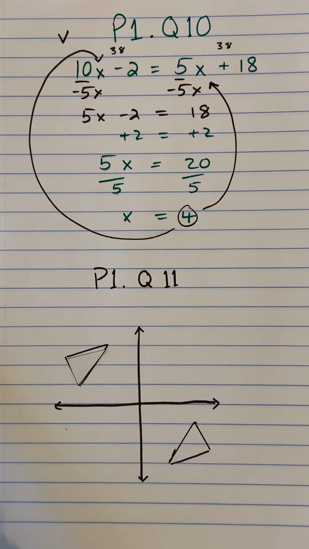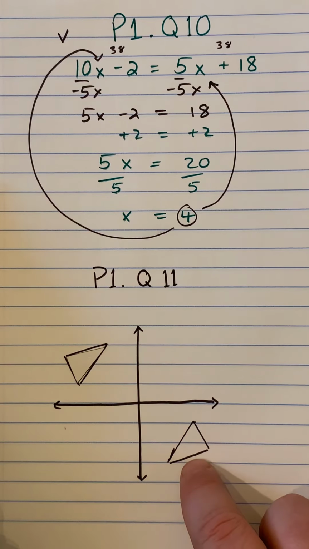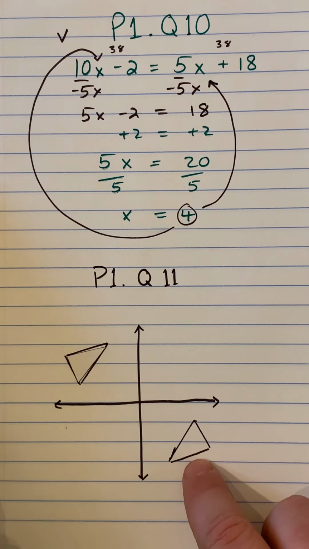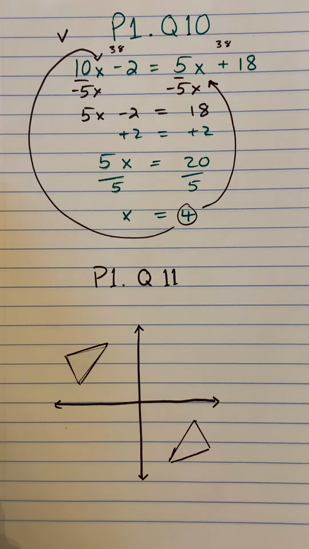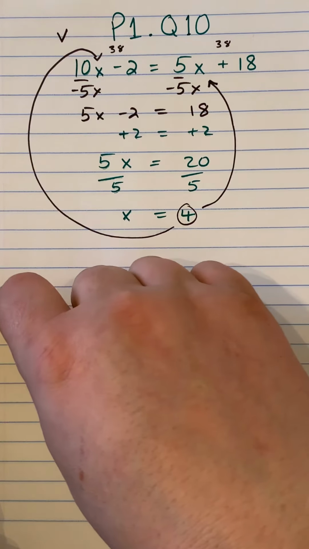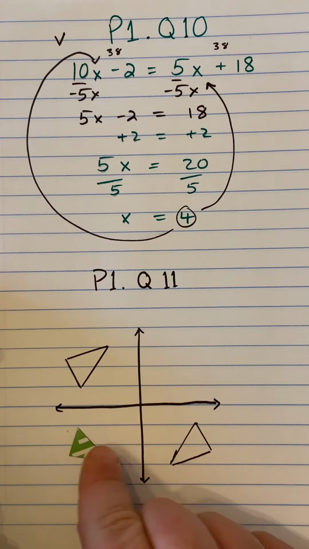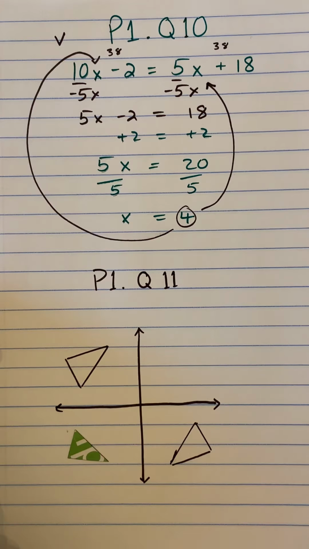Now question 11, we're talking about transformation, and we've got to choose how this triangle ends up here. So we've got some options. All right, and so if I reflected it over the x-axis, it would look something like this. All right, so you can decide for yourself whether that's the right option or not.